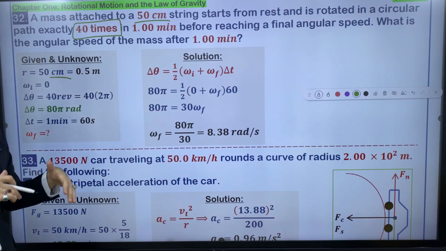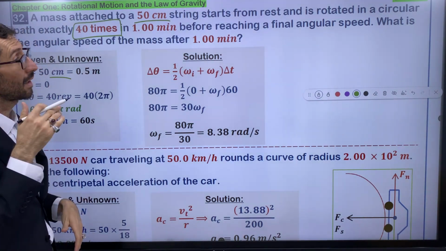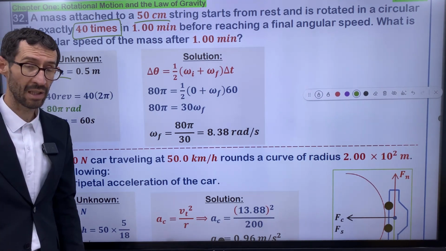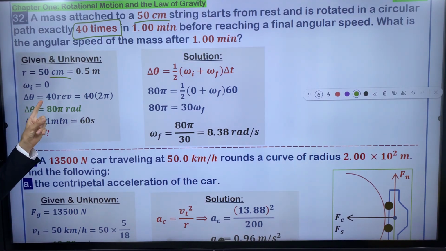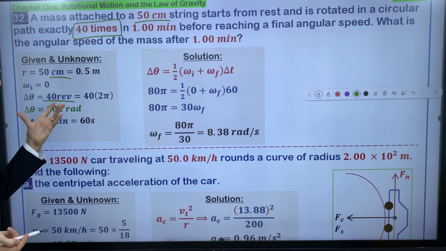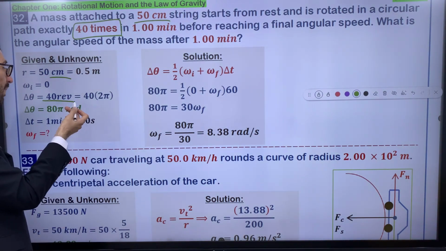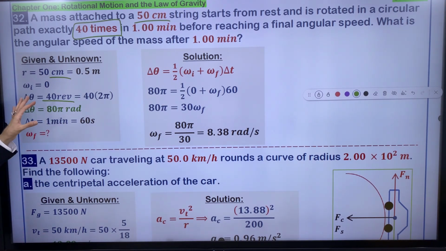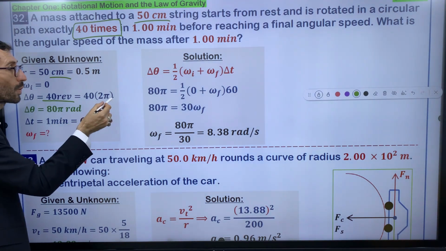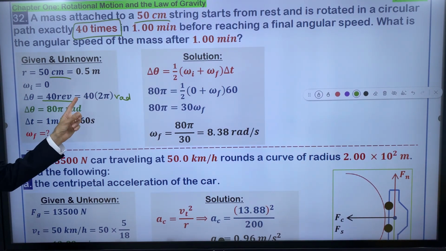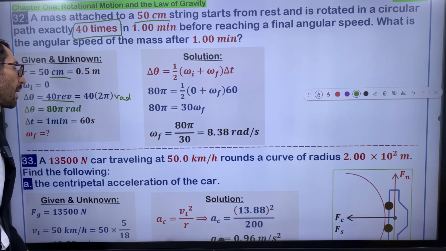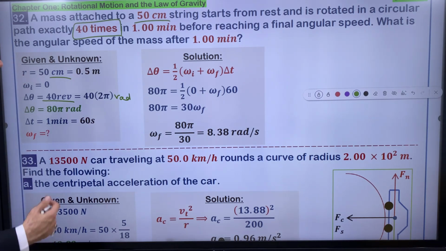So a mass moves along a circular track 40 times, which means delta theta becomes 40 cycles, 40 revolutions. 40 times means 40 cycle, 40 revolution, right? And you have to multiply the number by 2 pi in order to get the delta theta in rad, right? So right now, 40 multiplied by 2 pi becomes 80 pi rad. Let's keep on the reading.